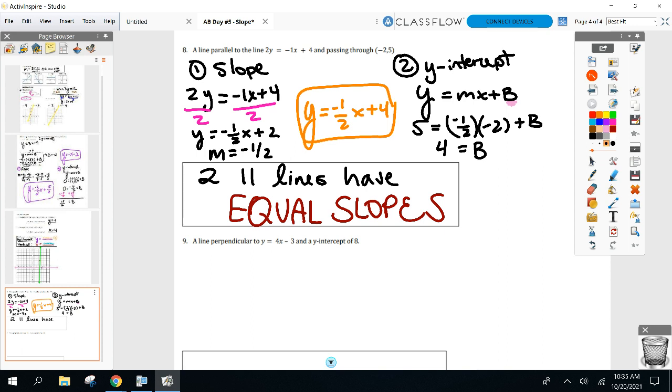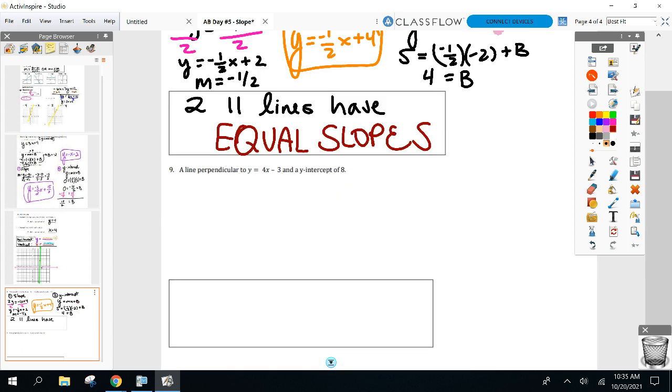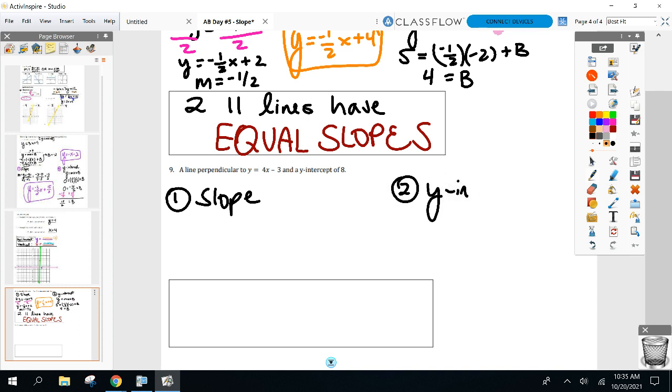Questions from you guys? Last thing, what if they're perpendicular? Parallel lines have the same slope, perpendicular do not. But they do have a relationship. So I got a line perpendicular. Again, we're going to need a slope if we're going to write the equation, and I'm going to need the y-intercept. Remember, have those two things ready before you write an equation.